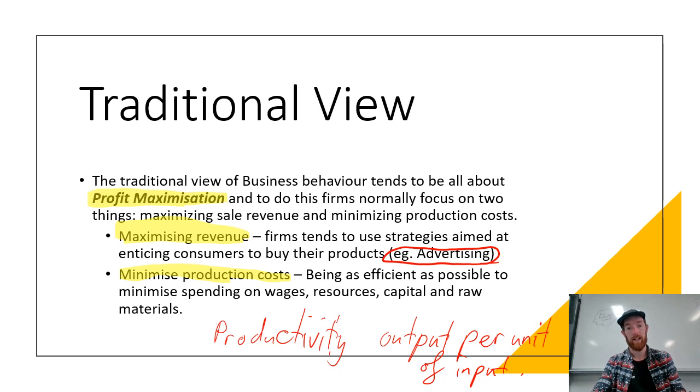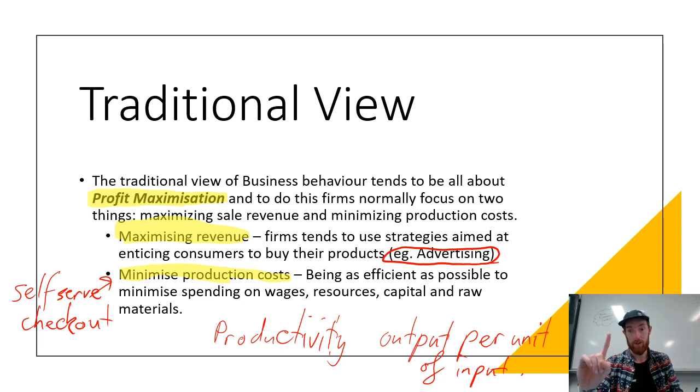So an example of that, one thing that has been done to minimize production costs, I use a couple of different examples, one being self-serve checkouts. If you look at self-serve checkouts, essentially in some places there's up to 10 to 20 self-serve checkouts which are being looked after by one member of staff. And in the past, those 20 checkouts would have had 20 different operators on them.